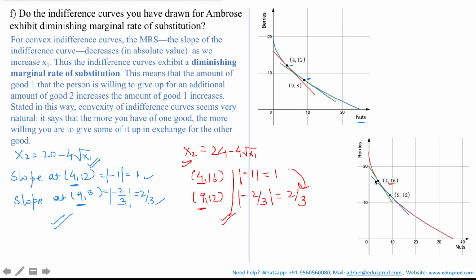Now note that as we increase the consumption of nuts from 4 units to 9 units, the tangents are becoming flatter, which means your blue tangent is flatter than the green tangent, so your slope is decreasing as you increase the consumption of nuts. Hence, this indifference curve also exhibits a diminishing marginal rate of substitution. So the answer to this question is yes. The indifference curve we have drawn for Ambrose exhibits a diminishing marginal rate of substitution.